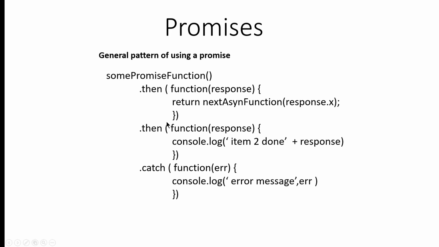If we had an error in the first one, it would drop through until it found the first catch down the chain and would then use it to put out an error message. We could have more thens after this catch, and if there was another error in those thens, you would want another catch below, as it will drop down to find a catch. So compared to the nested callback functions, you can see that this can be a lot easier to read.